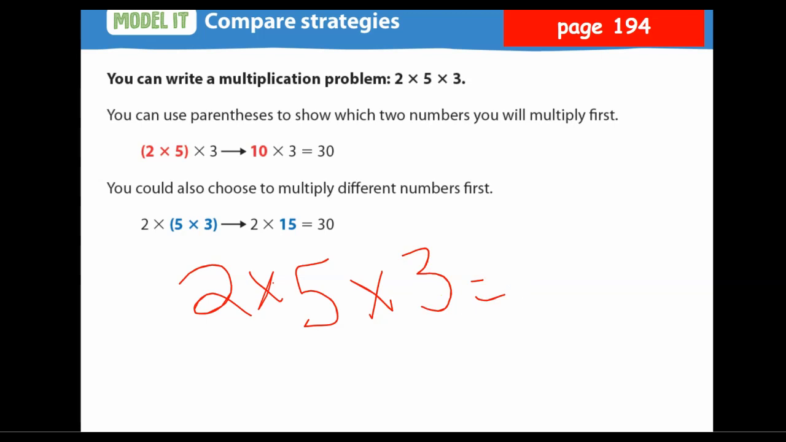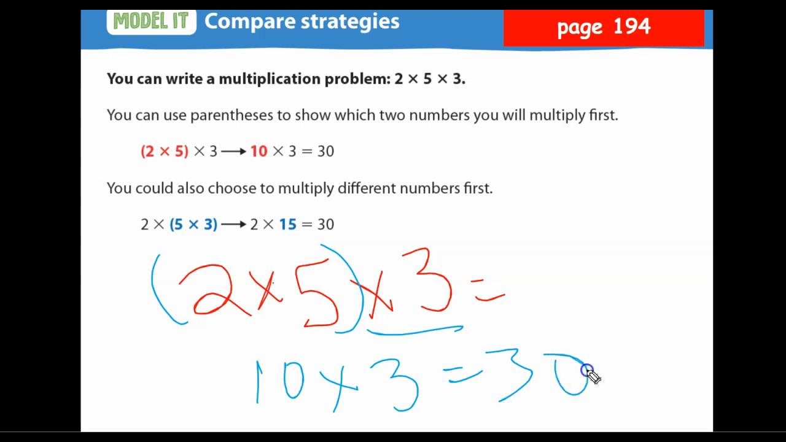Okay. So they said you could do this first. So what's 2 times 5? 10. And then multiply the number on the outside. What's 10 times 3? 30. I could do that.